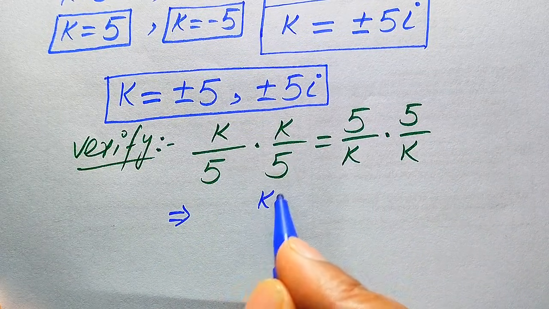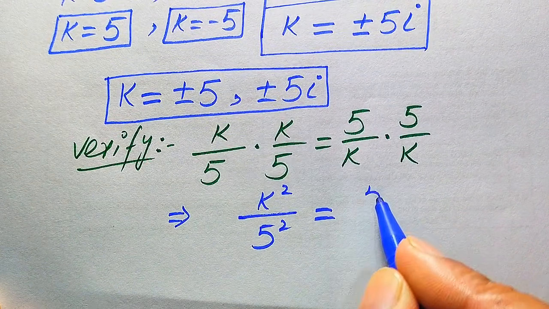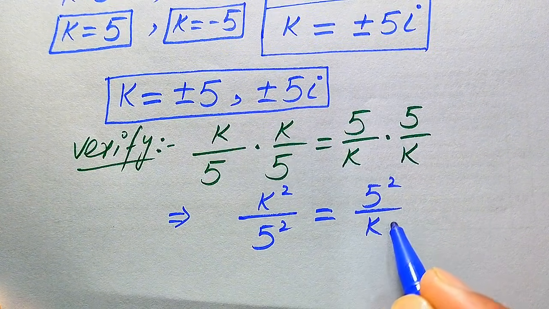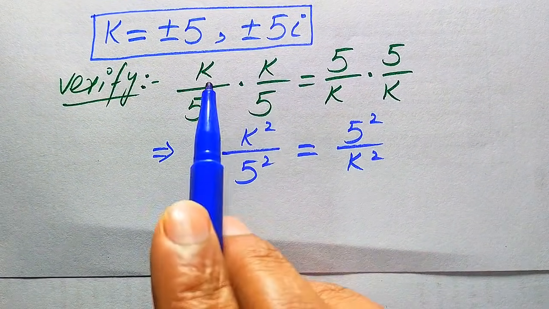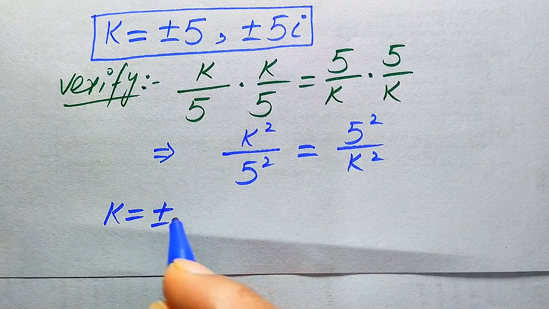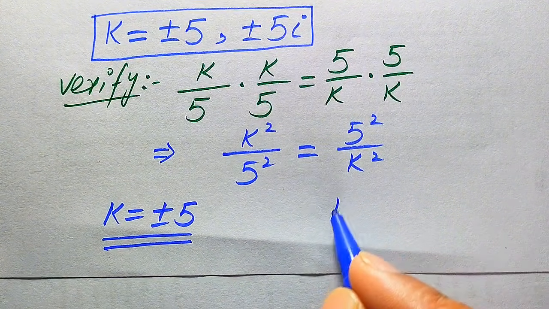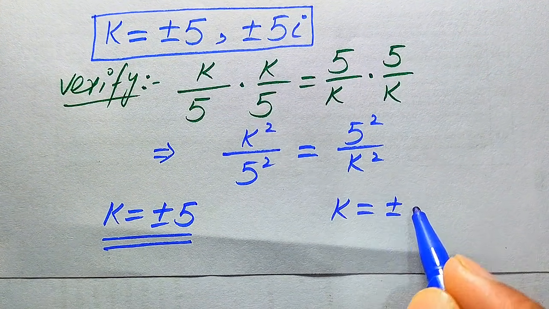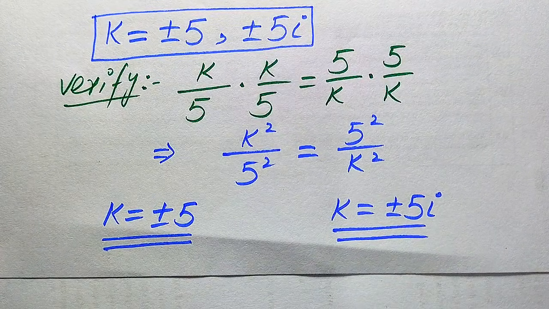and we write this term as k square multiplied by 5 square, and we write this term as 5 square multiplied by k square. And now we are ready to substitute the values of k, for verification of k. So here on this side we will verify k equals to plus minus 5, and on this side we will verify k is equal to plus minus 5 iota.